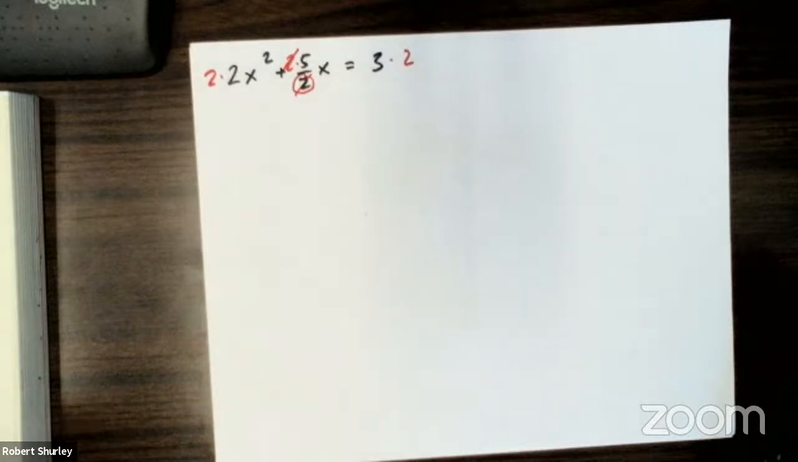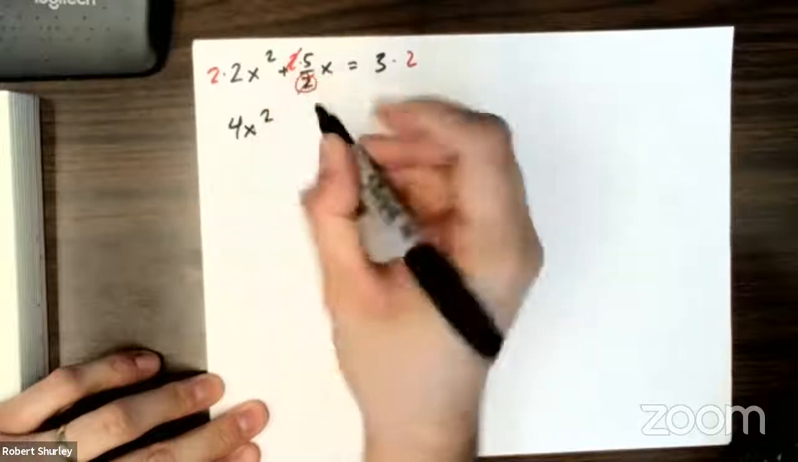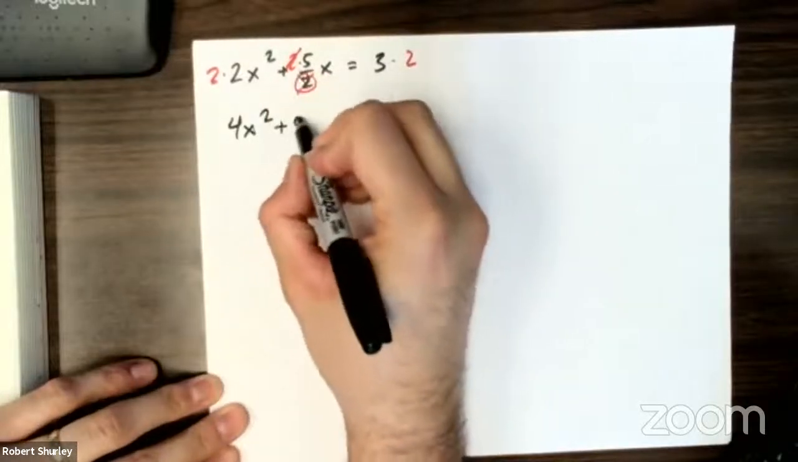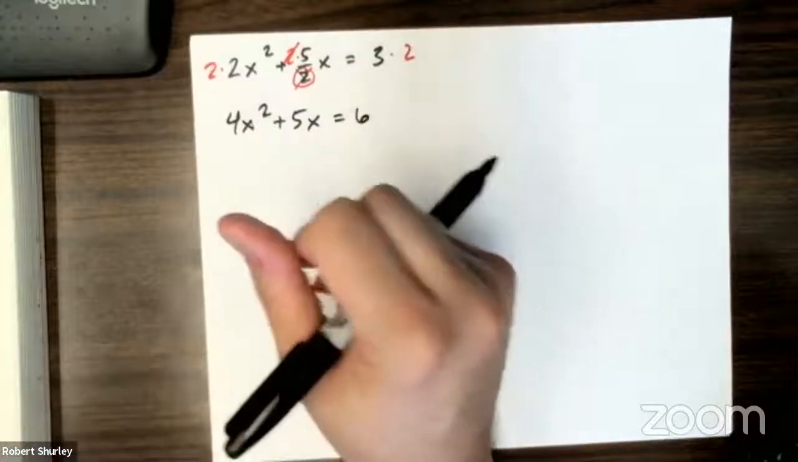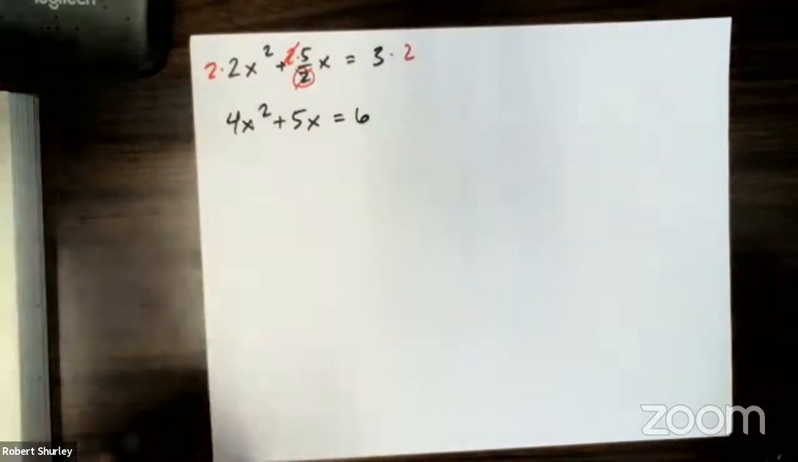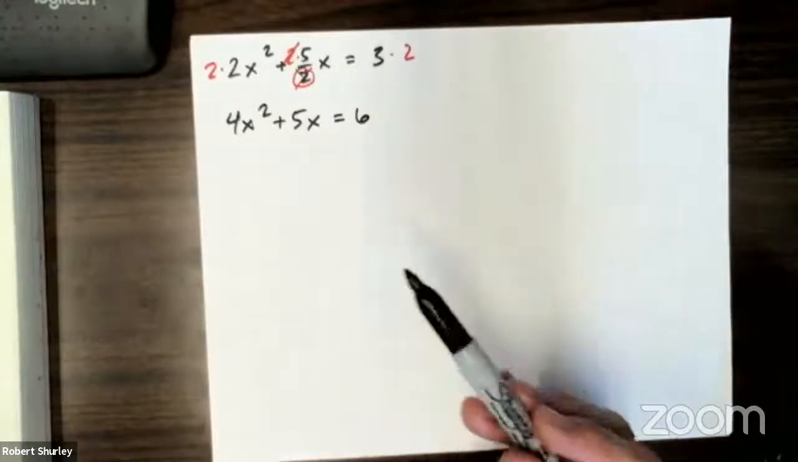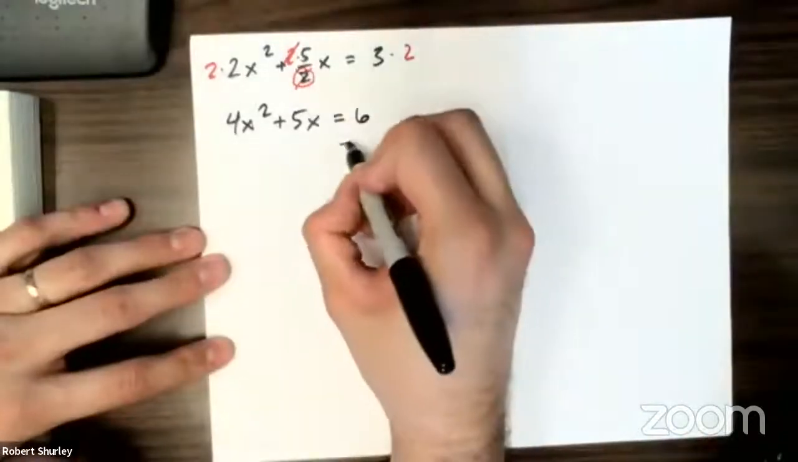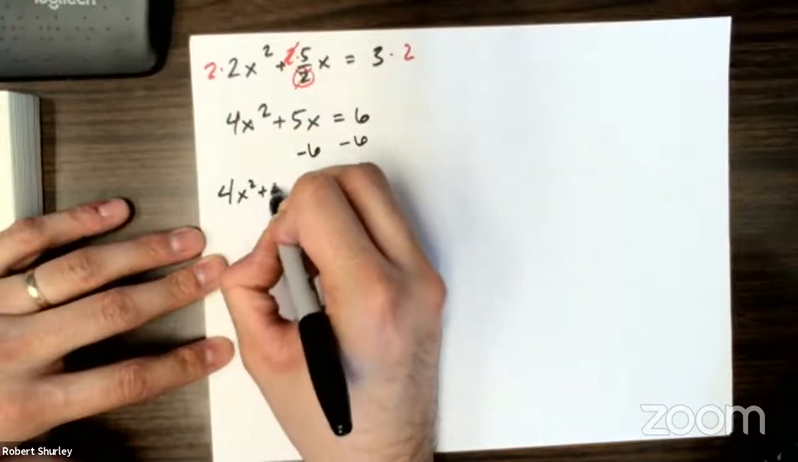So we wind up with that first term as 4x squared. The second term is going to be a 5x, right? Because the 2's cancel. And the last term is 6. And then now it turns into something that we've been doing so far, right? This is not that bad. So move the 6 over to get that one side equal to 0.